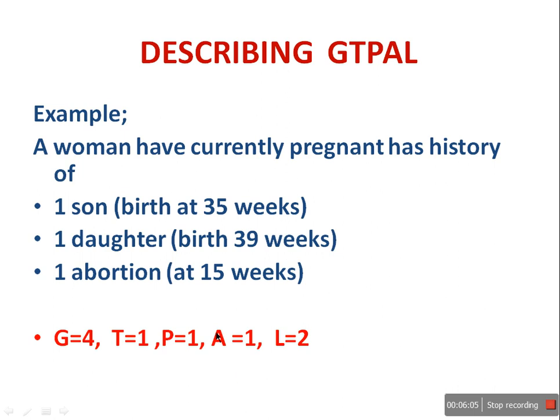Then abortion. How many abortions did she have? She had one abortion. Abortion means termination of pregnancy before 20 weeks. You can see one abortion at 15 weeks. Then L means current living children. She told she has one son and one daughter, so two living children. Like this you can describe obstetrical history, or GTPAL.